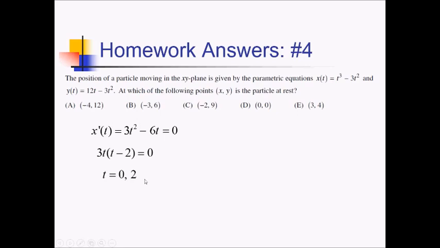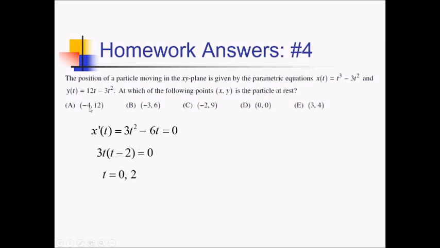We can't automatically assume both of these points are going to give us an at-rest particle. In fact, we know they're not, because if you look at the answer choices, they each have only a single point in them. So that means only one of these must actually work. To figure out which one it is, we're going to take a look at y prime and what makes that 0.